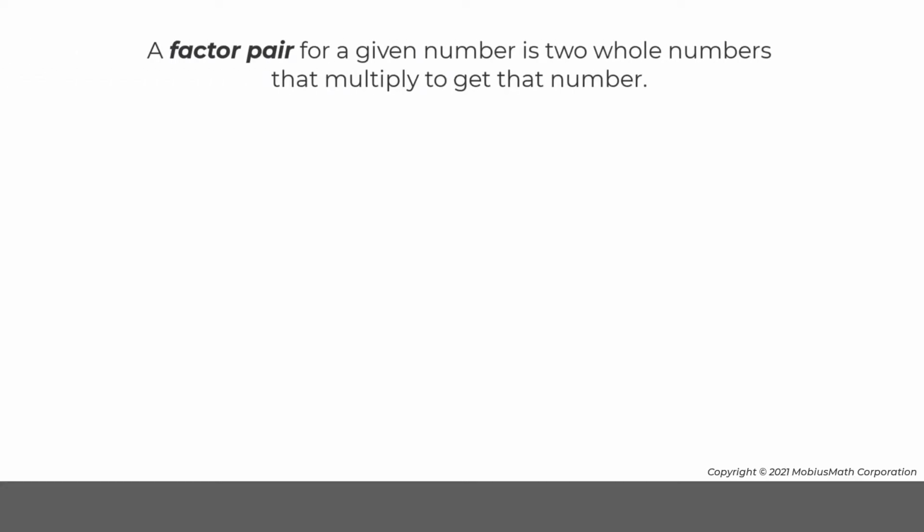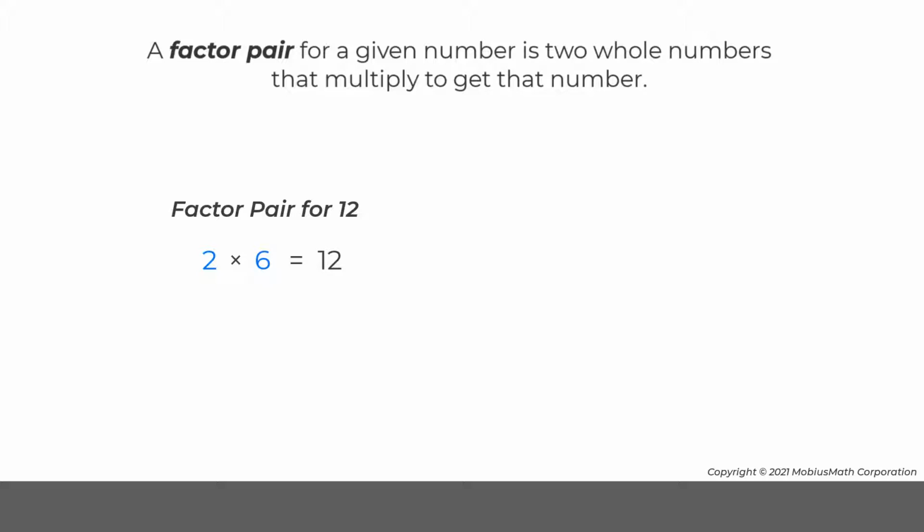A factor pair for a given number is two whole numbers that multiply to get that number. For example, the values 2 and 6 form a factor pair for 12 because 2 times 6 equals 12 and both 2 and 6 are whole numbers.